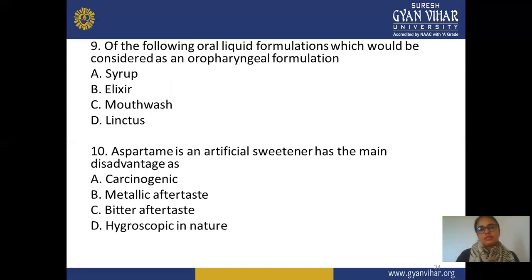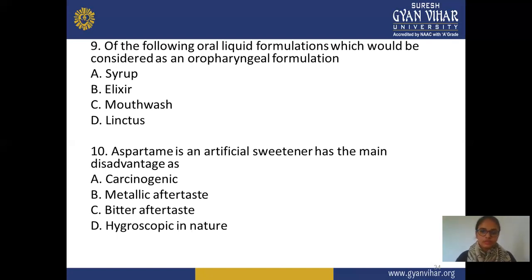Next is the ninth question. In this, which of the following oral liquid formulations would be considered an orphan gel formulation? There are four options: A is syrup, B is elixir, C is mouthwash, and D is linctus. So these are the four formulations. According to the formulation, you can select any one correct option out of these four options.